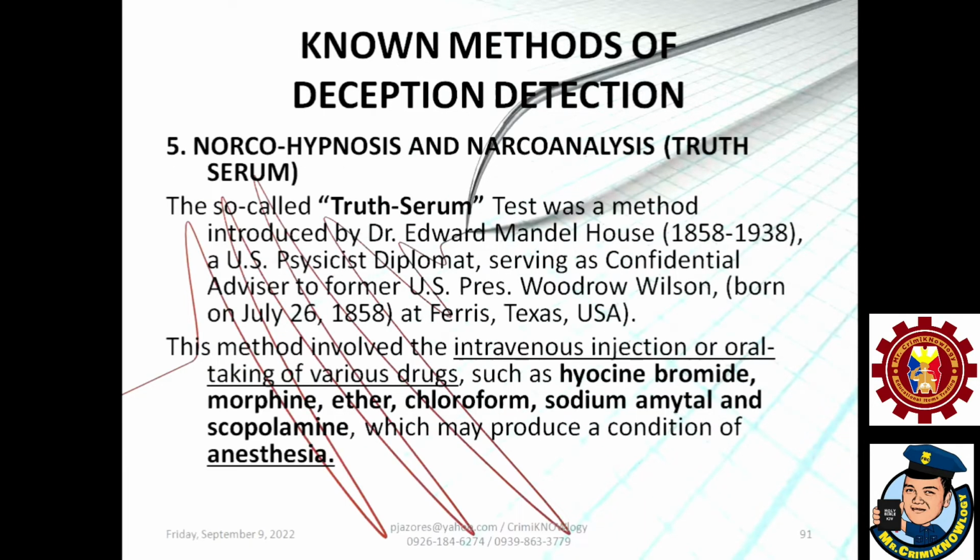The fifth one is commonly called truth serum, or narco-hypnosis, or narco-analysis. It is done by intravenous injection, or oral medicine is given to the subject. These are various drugs such as hyoscine bromide, morphine, ether, chloroform, sodium amytal, and scopolamine. This produces the condition of anesthesia.